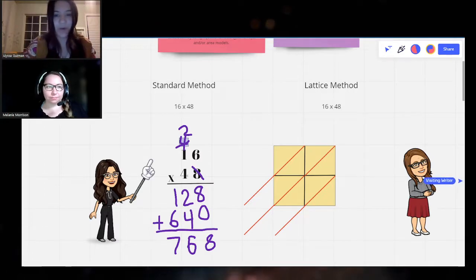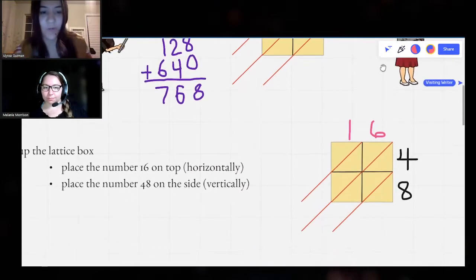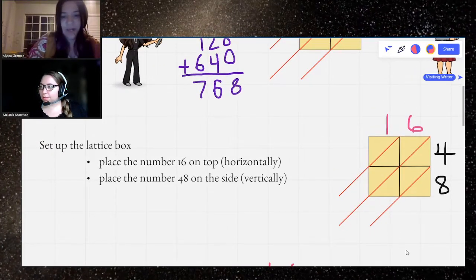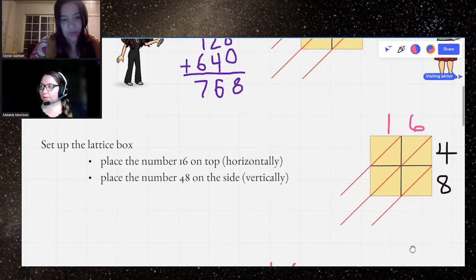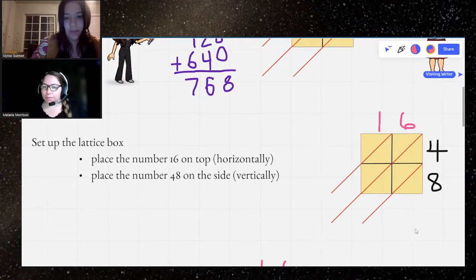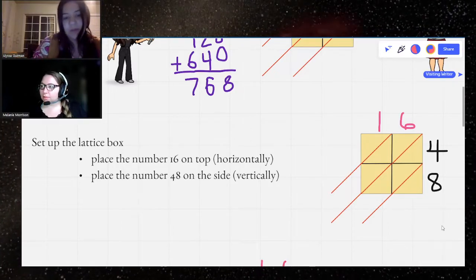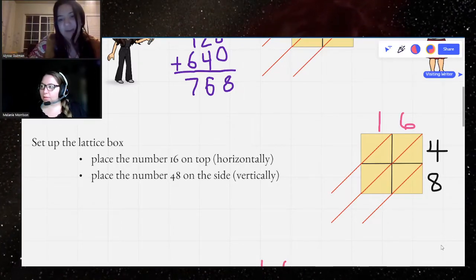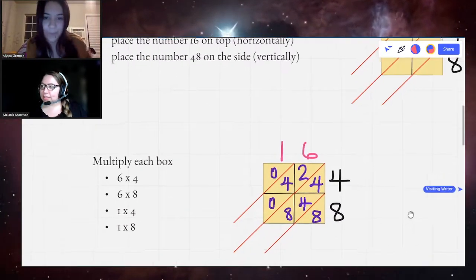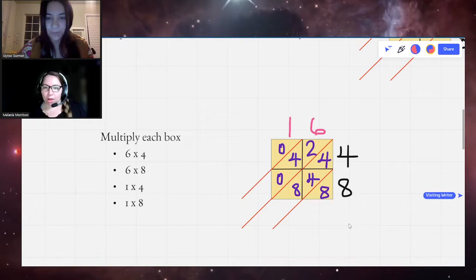Okay, moving to our first step. The first step we're going to do is set up our lattice box. So they're separated into tens and ones, like shown in the visual. So the first thing we're going to do is place the number 16 on top, just horizontally. And then we're going to place the number 48 on the side vertically, like we have it right there in the visual. The next thing we're going to do is we're going to multiply each box.